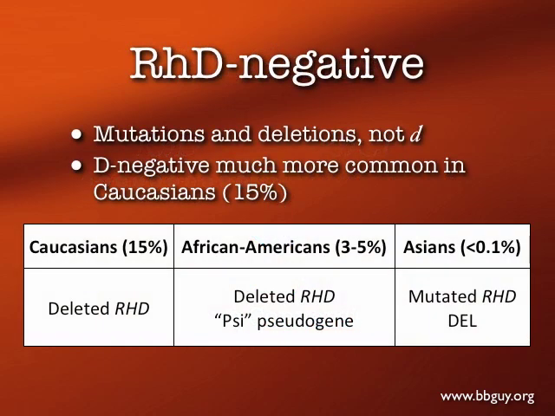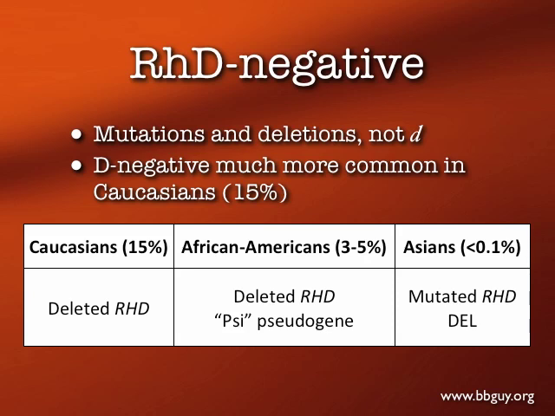If you're D negative, on the other hand, there are several different options. Remember, there's no such thing as a little d gene. Caucasians are D negative about 15% of the time. In most cases, they just have a deleted RhD gene completely, or 2 copies of a deleted RhD gene, I should say. 2 chromosomes that lack the RhD gene. African Americans are considerably less commonly D negative than Caucasians. They can have that same deletion, but they also commonly have what's called a psi pseudogene.